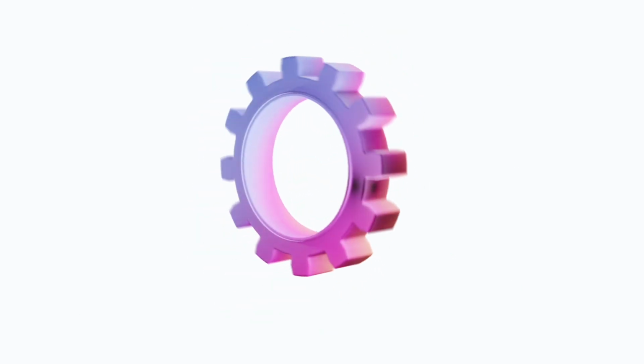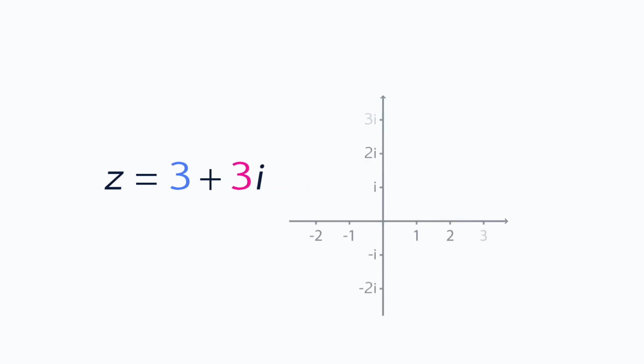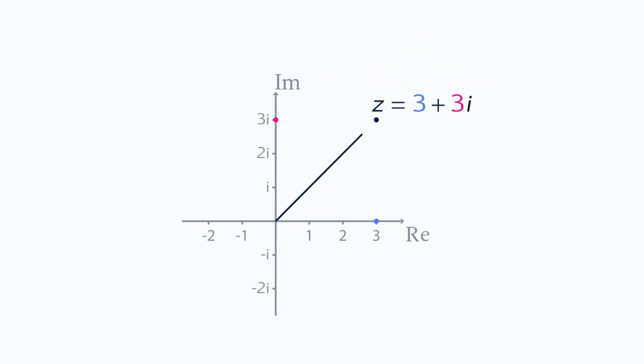Now, let's look at an example where you're going to calculate the argument of a complex number. Calculate the argument of z equals 3 plus 3i. Let's start by plotting z in the complex plane. The real part of z is 3, and the imaginary part of z is also 3. So you draw a vector from the origin to the point 3, 3. Notice that this is in the first quadrant, so the answer should be an angle in the first quadrant.